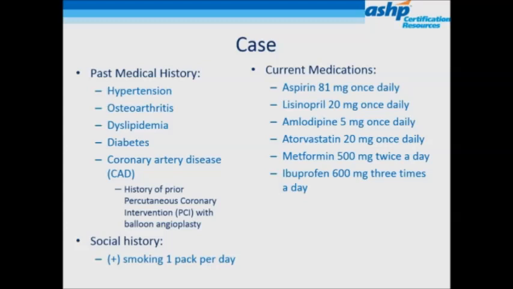Just some past medical history before we see his exam when he comes to us in our hospital. His past medical history is notable for hypertension, osteoarthritis, dyslipidemia, diabetes, coronary disease with a previous percutaneous coronary intervention, or PCI, which was managed only with balloon angioplasty because that was the only thing that was available at the time he had his PCI. He currently smokes 1 pack per day, and his medicines are aspirin, 81 milligrams per day. He's on lisinopril 20 milligrams per day and amlodipine 5 milligrams per day for his hypertension. He's on atorvastatin 20 for his dyslipidemia. He's on metformin for his diabetes. And he takes ibuprofen 3 times a day for his osteoarthritis.